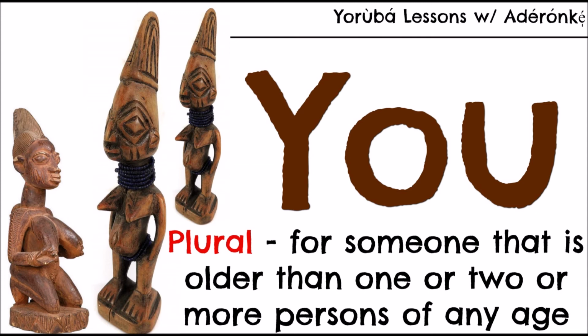If I'm talking to someone that is my age mate or someone that is younger than me, I can't say that for someone that is older than me, you know. So I have to use a different form. And for more than one person, whether both of them are older than me, or one is younger than me and one is older than me, it really doesn't matter. As long as it's more than one person, I can't say "oh", I have to say "eh". This is the plural you.